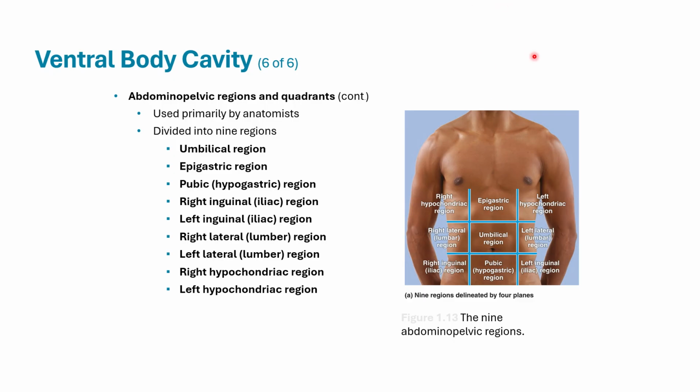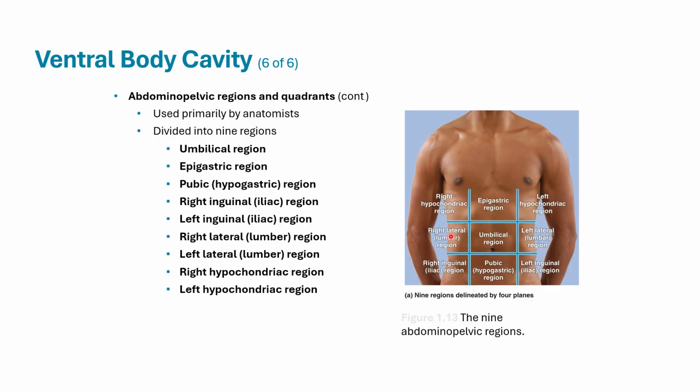All right, in this image, we have the human torso. It's subdivided by two transverse planes, right here, and two parasagittal planes. So remember, sagittal is right down the middle, parasagittal is offset a little bit. This produces the 9 abdominopelvic regions.